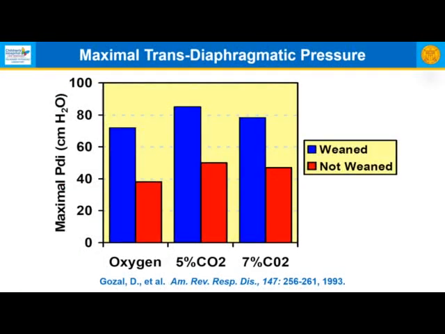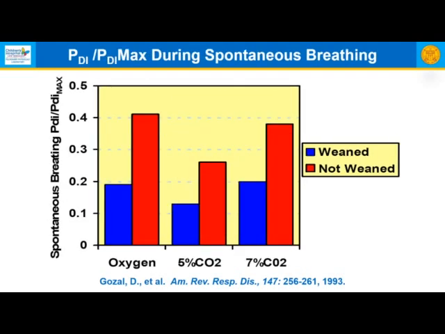When he looked at those who could be weaned versus not, this was the maximal PDI, and as you can see, it was, not surprisingly, higher in the patients who could be weaned, either breathing oxygen, 5% CO2, or 7% CO2. The spontaneous breathing PDI over PDI max, so this is the ratio. And remember, we talked about normal individuals have a PDI max of around 100, and probably during quiet breathing use a PDI of about 5. So their spontaneous breathing PDI to PDI max would be 0.05.